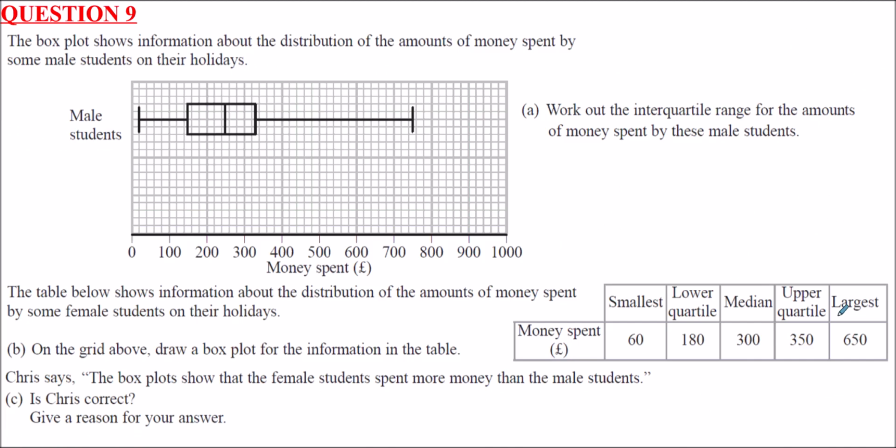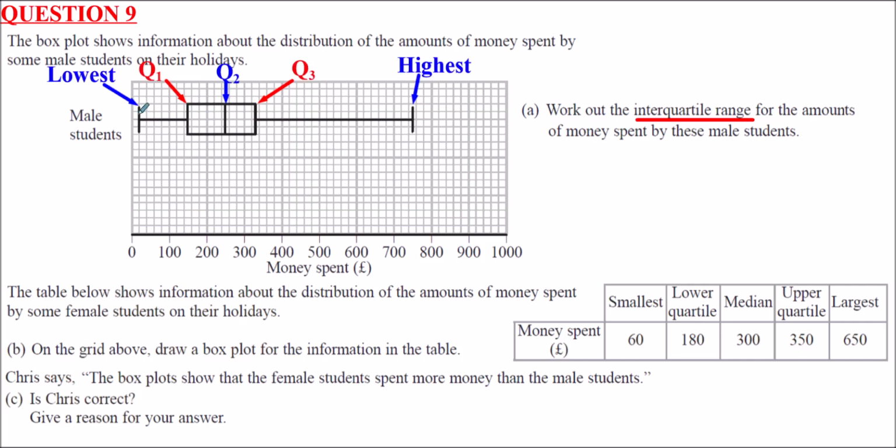Question 9, we have some box plots to have a look at. So we've got information here about the distribution of the amounts of money spent by some male students on their holidays. Part A, we're asked to work out the interquartile range for the amounts of money spent by these male students. We need to know that a box plot includes 5 key pieces of information. So the interquartile range is tied up in these 5 pieces of information. The 5 pieces relate to these 5 vertical lines here. The first vertical line, second, third, fourth, and fifth.